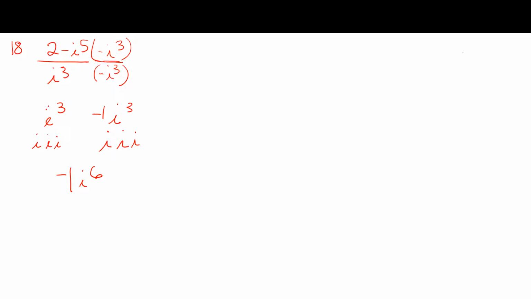Let's talk about i. i to the first power is just i. i to the second power is the same as the square root of -1 times the square root of -1, which equals -1. i to the third power is going to be i squared times i, and that's going to be -1 times i. And then i to the fourth is going to be i squared times i squared, which is -1 times -1, which is +1.